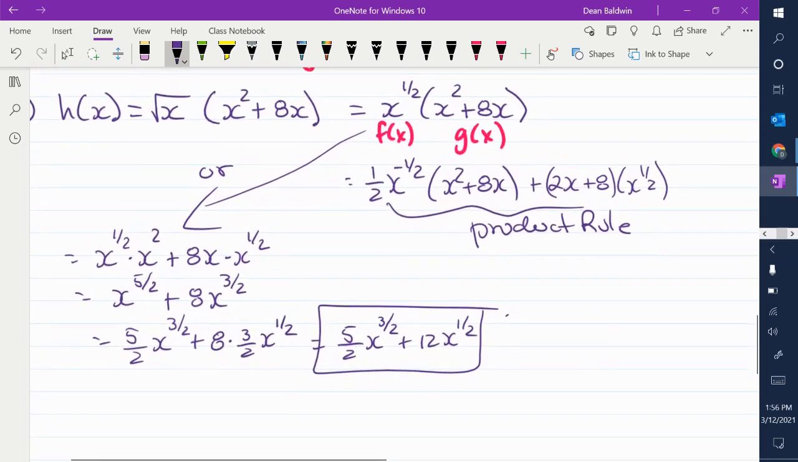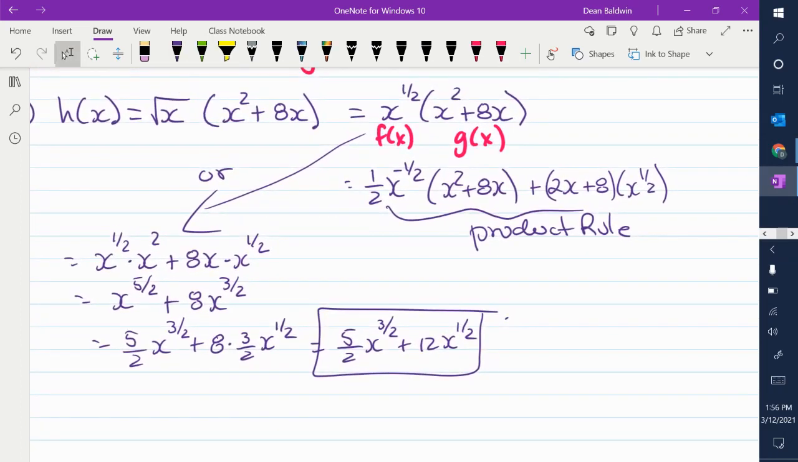So let's go through this. If you use product rule, right? You have two functions, x to the 1/2 and x squared plus 8x. So product rule says the derivative of the first one, f prime of x: drop the 1/2 down, take 1 away from 1/2, you get negative 1/2. This is g of x, and then times g prime, which is 2x plus 8, times the original function, which is f of x. That's product rule. I'm not going to simplify that. Don't worry about simplifying that, okay?